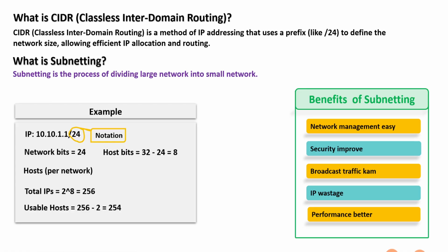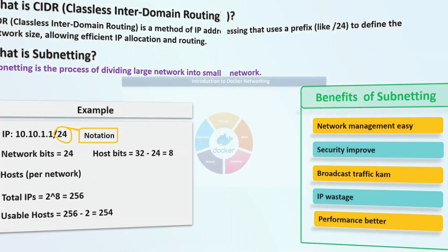Okay, so what advantages do we have with this? Over this we have advantages like easy network management, right? Because before there was a fixed network, but here everything is in our hand. We can give any CIDR below 32 if the IP is v4. Okay, so security has also improved, broadcast traffic is reduced in this, right? IP wastage is reduced, and performance is better. Okay, so this is what CIDR is.